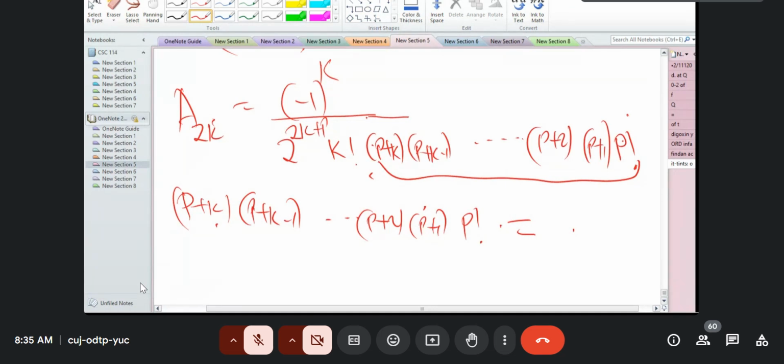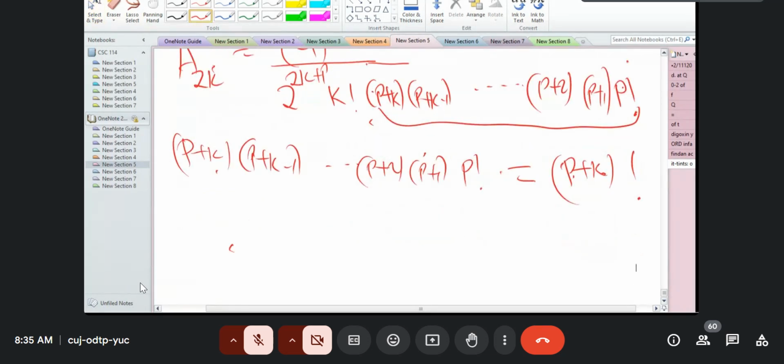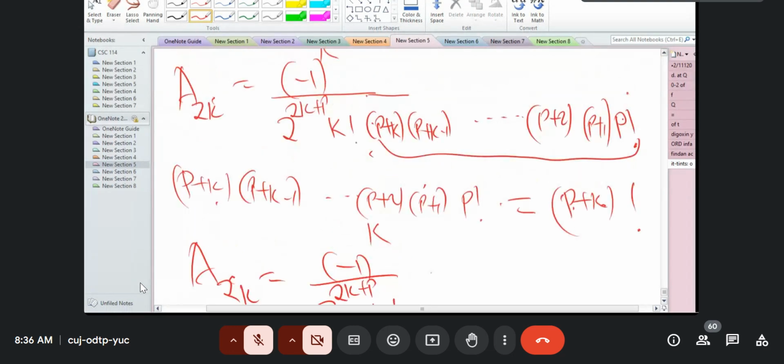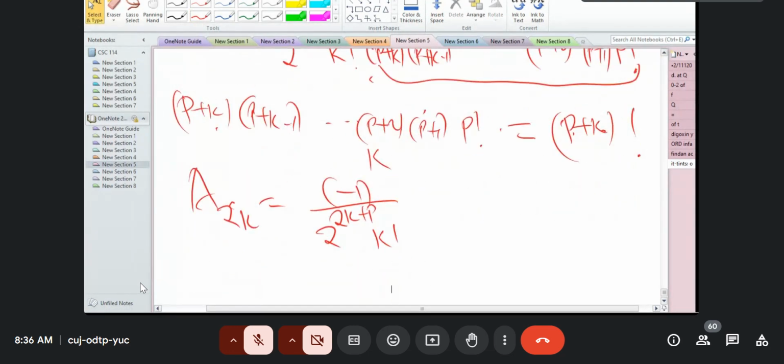How can we express this in terms of the factorial function? P plus k factorial. Yeah, this is equal to p plus k factorial. So we replace that with p plus k factorial. And our a sub 2k becomes minus 1 power k divided by 2 raised to 2k plus p times k factorial times k factorial times p plus k factorial.